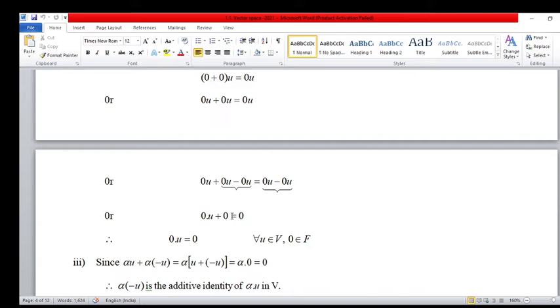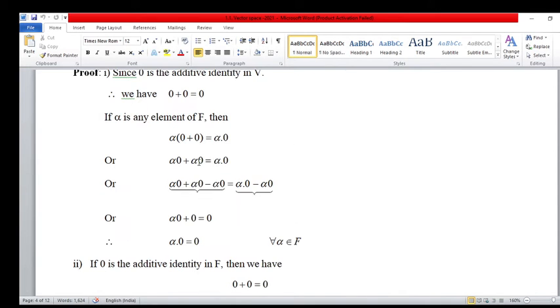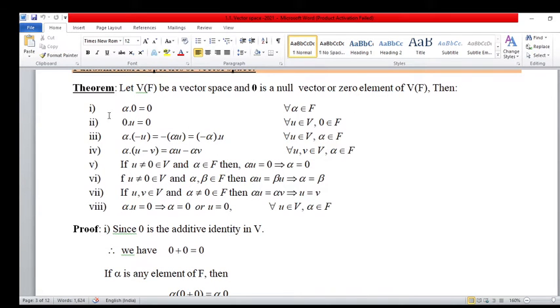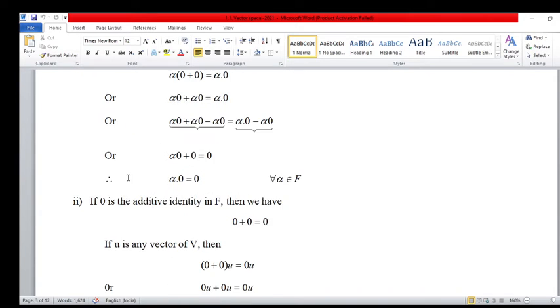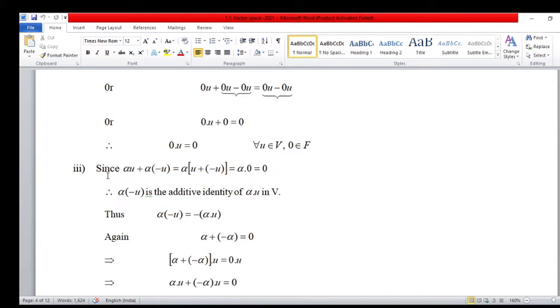So u0 is equal to plus 0 is equal to 0, and this is equal to this. u0 is equal to 0. The condition is given. So this is the second. The first and second are so easy. Now come back to the third.